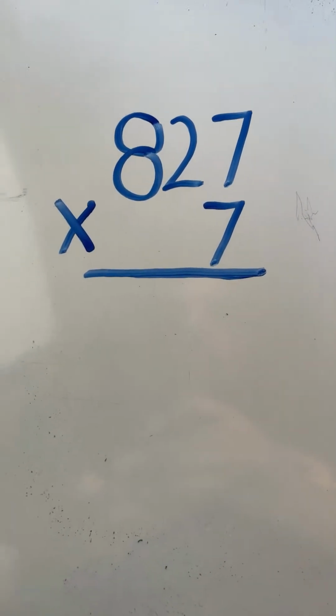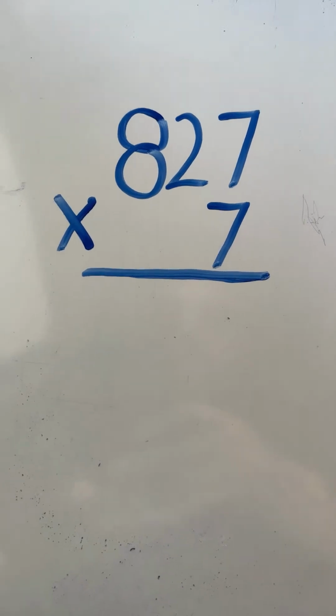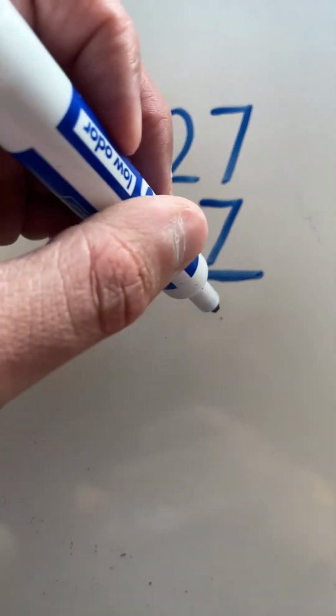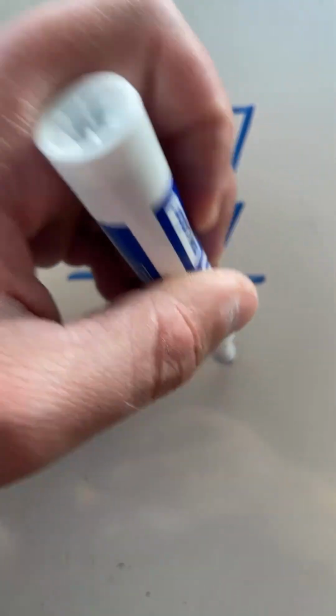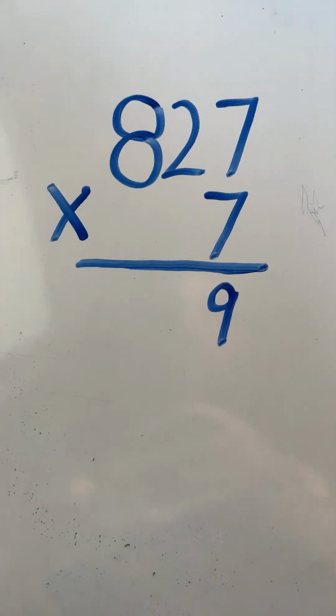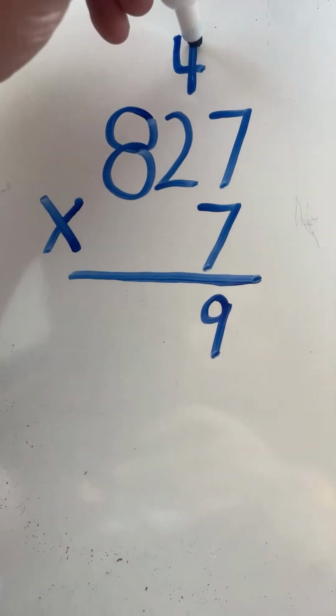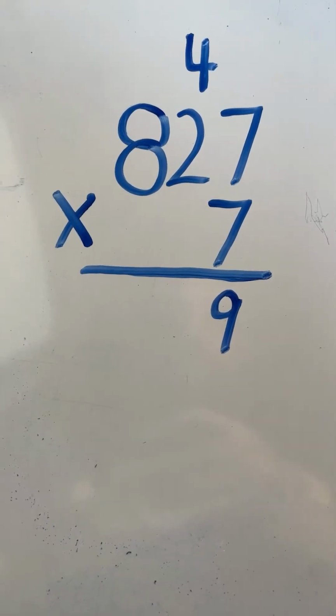All right, next example problem, 827 times 7. So starting in the ones place, 7 times 7 equals 49. So the 9 in 49 goes in the ones place. The 4 in 49 gets carried over to the tens place.